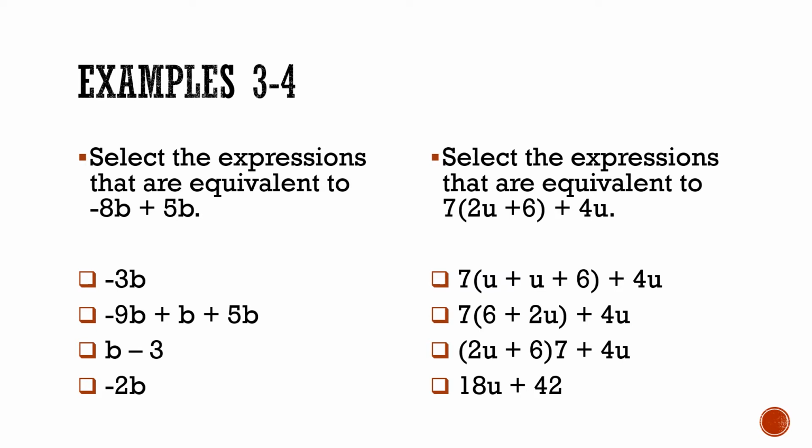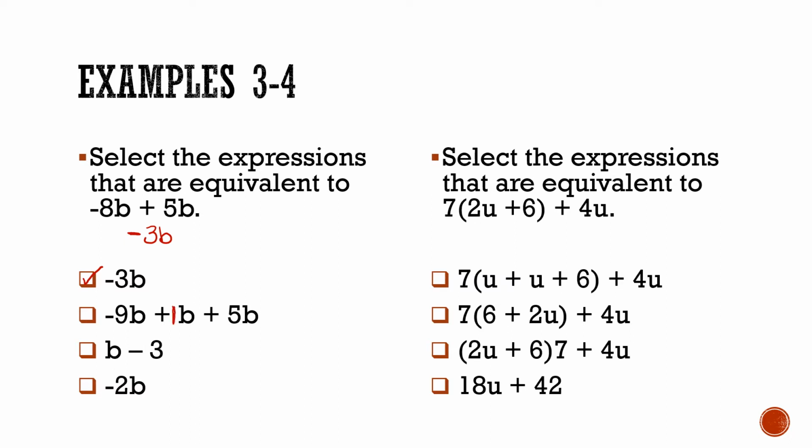So we have negative 8b plus 5b. Those are like terms because they both have the variable b. So do you have more negative or more positive? 8 is a greater number here, so you have more negative. And are you going to add or subtract 8 and 5? We will subtract those because they have different signs in front of them. So 8 minus 5 is 3b. So obviously the first one is a correct answer.